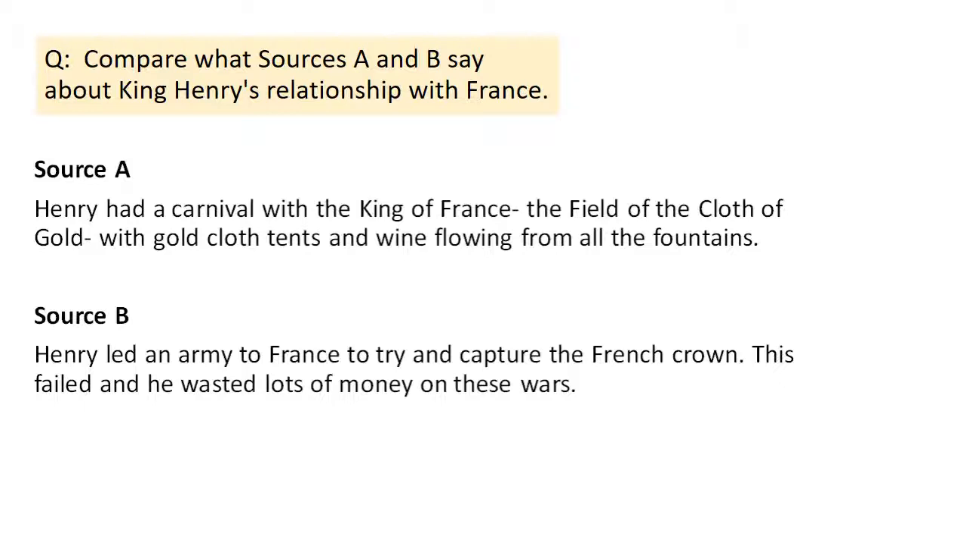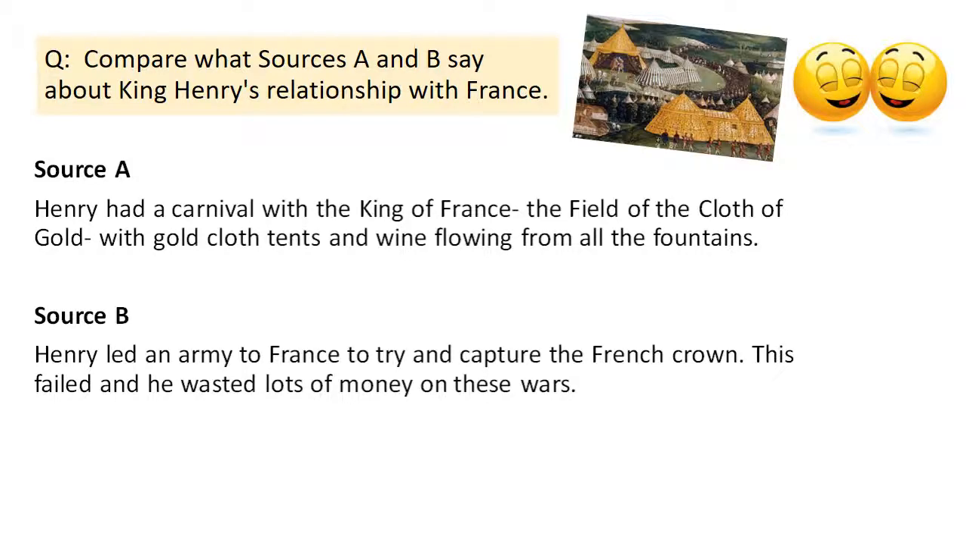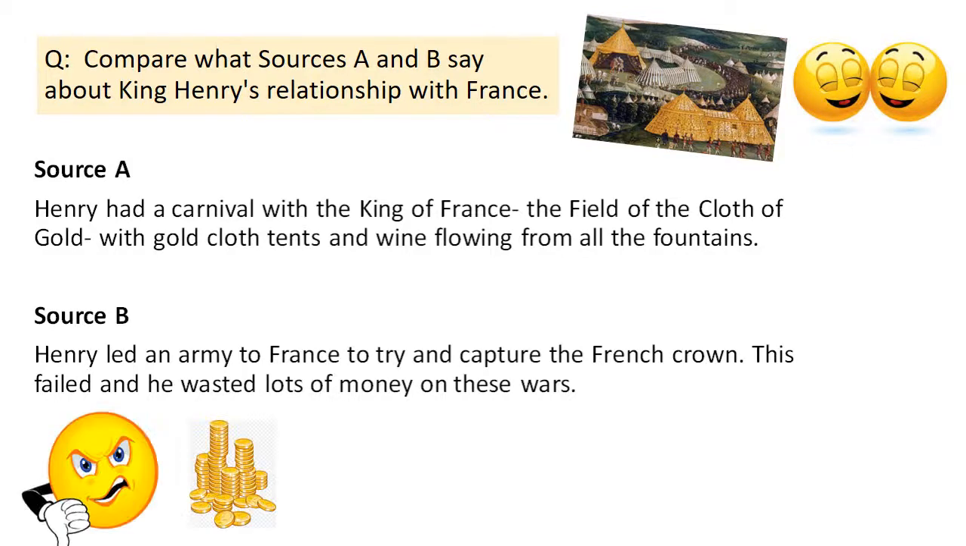So, quite often, when you get different historical sources, the first thing to do is to try and make sense of them. And in simple terms, we could say that source A is quite positive. It talks about a carnival and a positive relationship between the King of France and the King of England, Henry, whereas source B is much more negative.